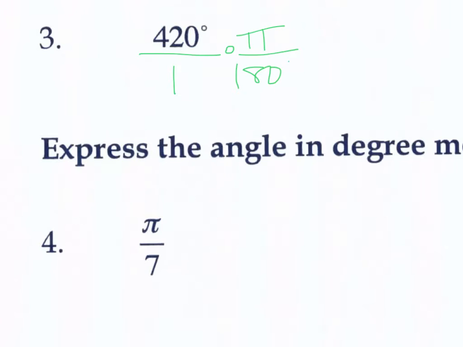That's radians. Next one, we can cancel out a 0. And then 18 and 42 are both divisible by 6. So 18 divided by 6, we get 3 in the denominator. 42 divided by 6, we get 7. And we put the pi up top. So it's 7 pi over 3 in radians.